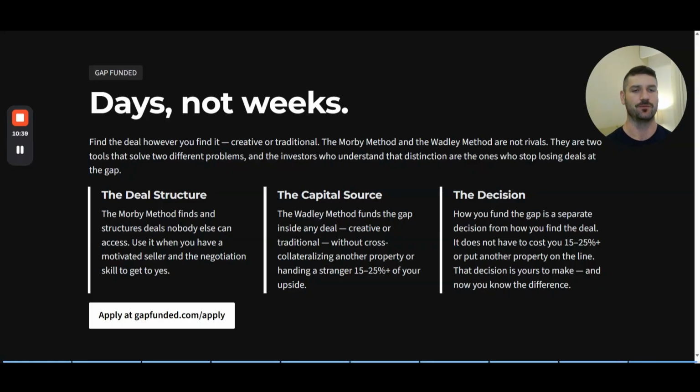The decision. How you fund the gap is a separate decision from how you find the deal. It does not have to cost you that private money price tag or put another property on the line, unless you want to do a HELOC, which is a fantastic tool for people to have a revolving line and essentially become their own bank, to use and pay down without renegotiating and paying closing costs every single time. So that decision's yours to make. And now you know the difference.